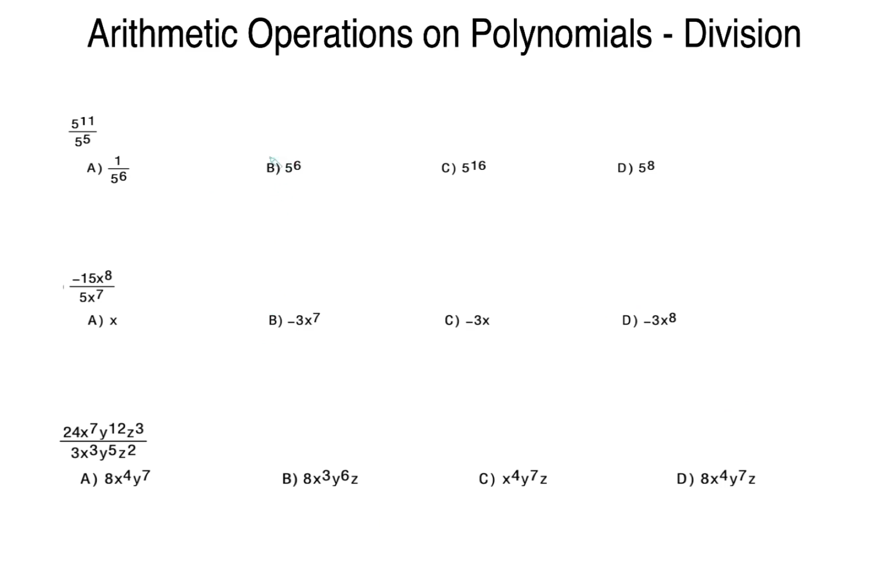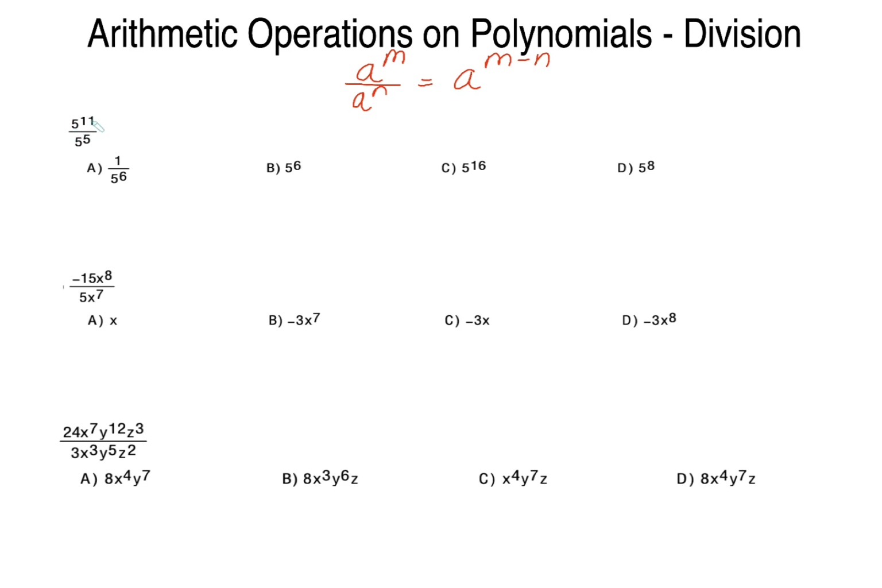Now before we begin to divide our polynomials, we must review the quotient rule of the laws of exponents. The quotient rule states if you have a base raised to an exponent and you're dividing by a matching base raised to a different exponent, you keep your base and you subtract your exponents. And I have 3 problems here for us to try before we actually get into dividing our polynomials.